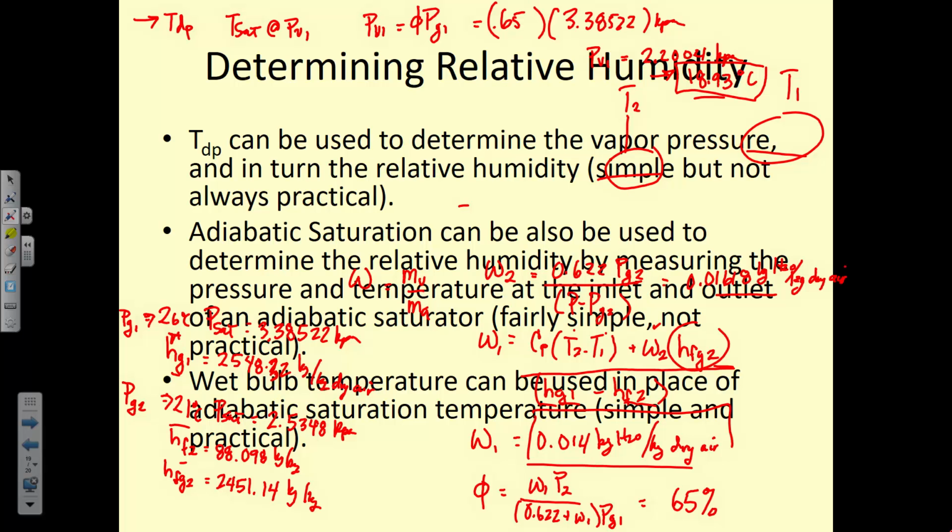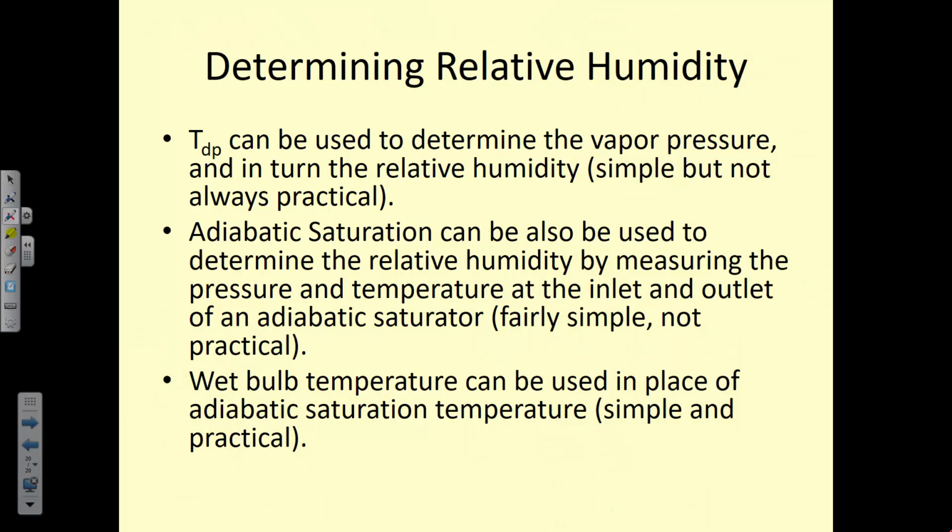Okay. So there are 3 different ways that we talked about today for determining the relative humidity. The dew point temperature can be used to determine the vapor pressure, and in turn you use that to calculate the relative humidity. So it's a very simple way to do it, but it's not always practical if you don't already know a dew point pressure or a dew point temperature. And then the adiabatic saturation device can be used by measuring the difference between the inlet and the outlet. You can find the relative humidity of the inlet. But it's not really practical to have that device set up to use.